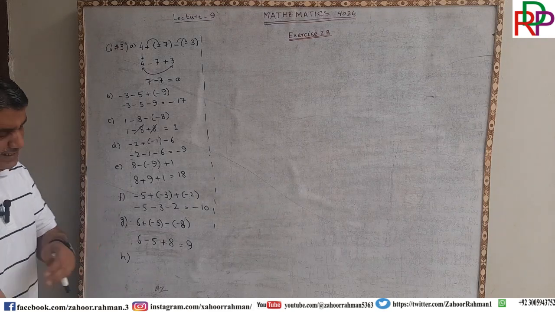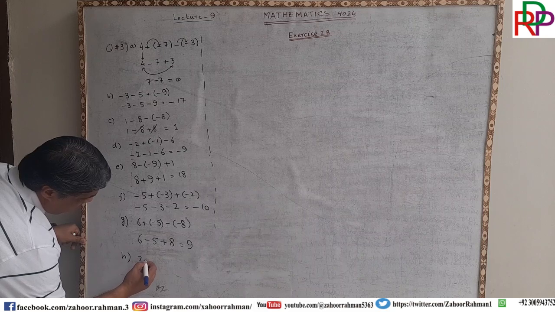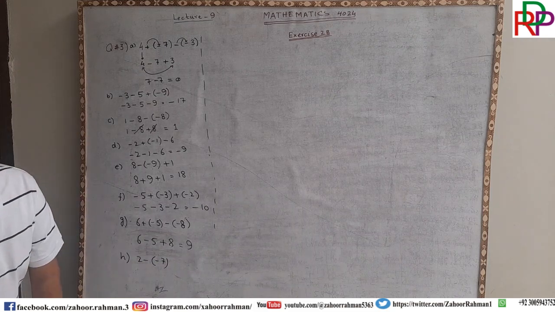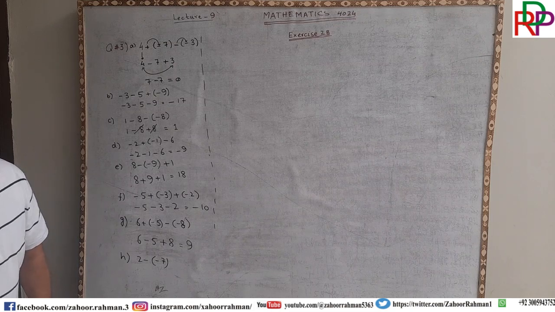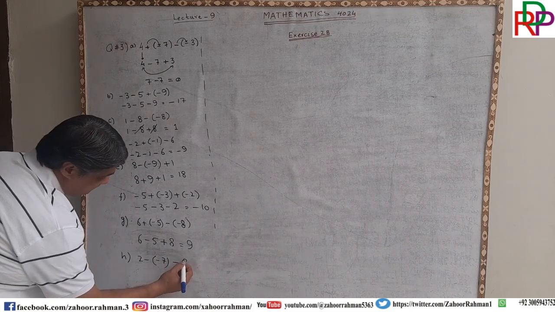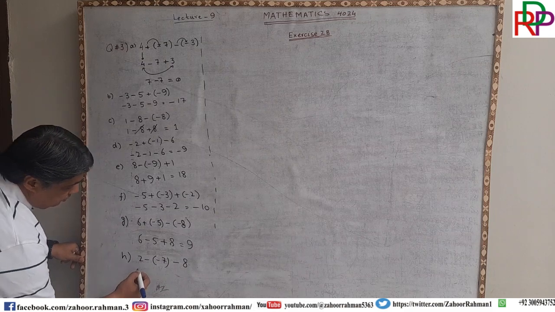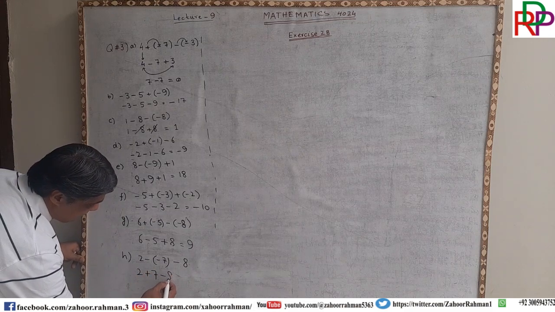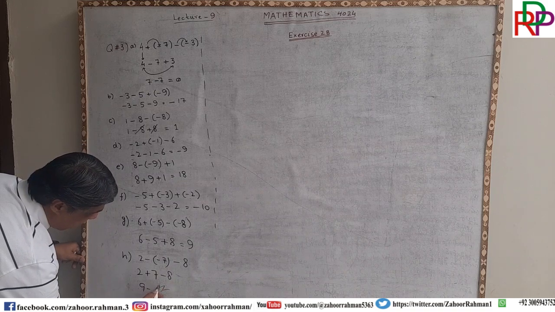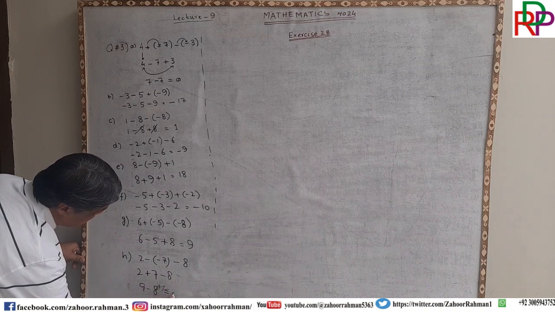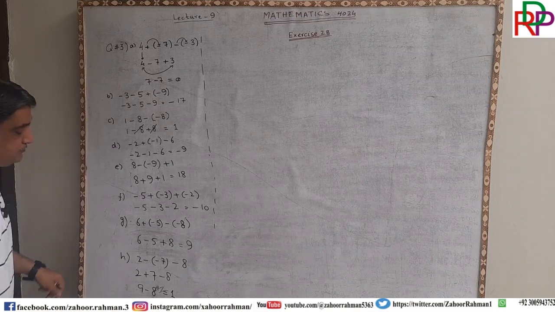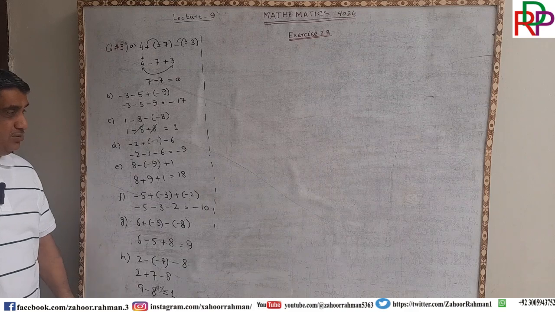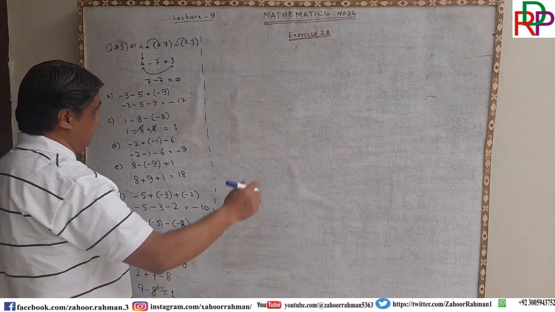The H part is saying 2 minus minus 7, and then we have minus 8. So 2 plus 7 minus 8. 9 minus 8 is equal to 1. How? The 2 and the positive I added, and the negative has been subtracted.